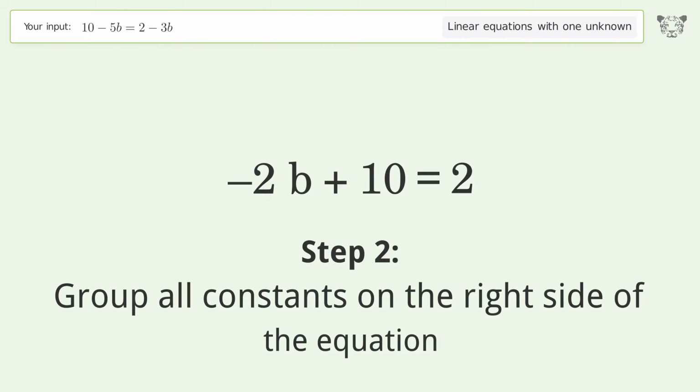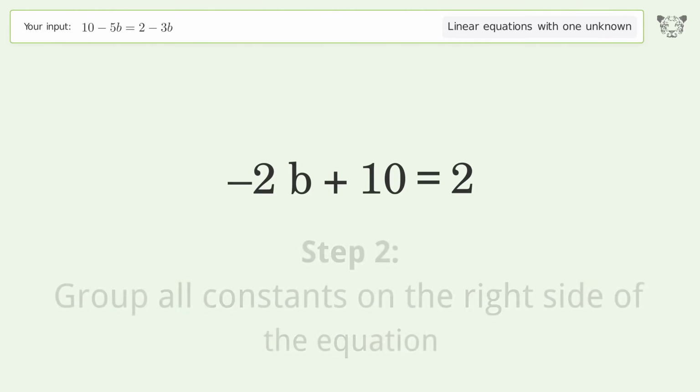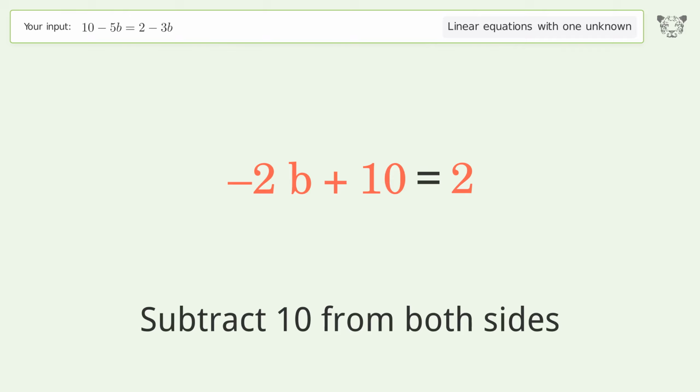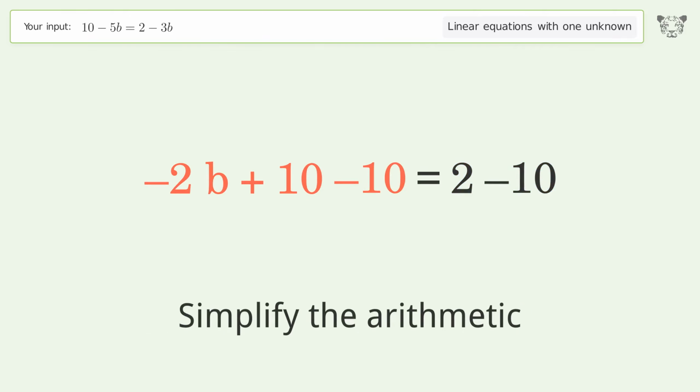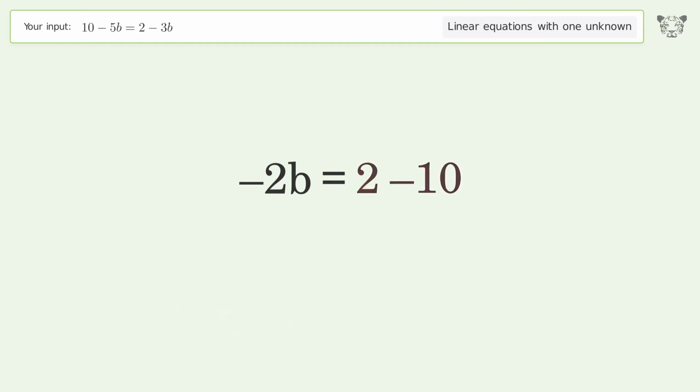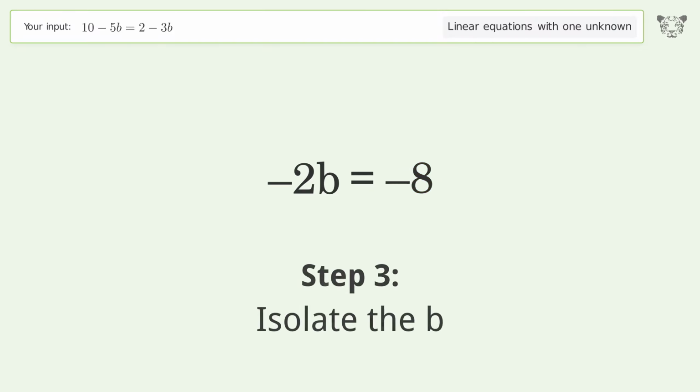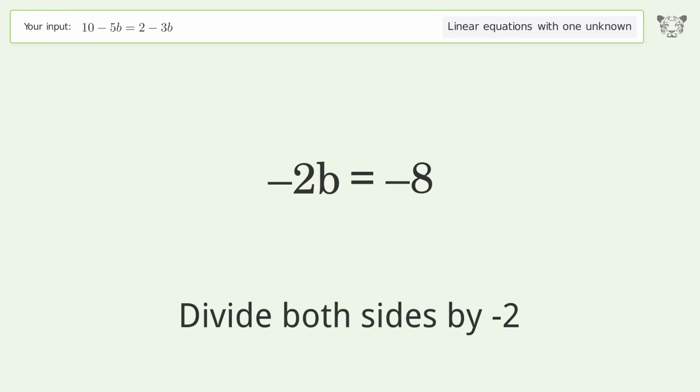Group all constants on the right side of the equation. Subtract 10 from both sides. Simplify the arithmetic. Isolate the b. Divide both sides by -2.